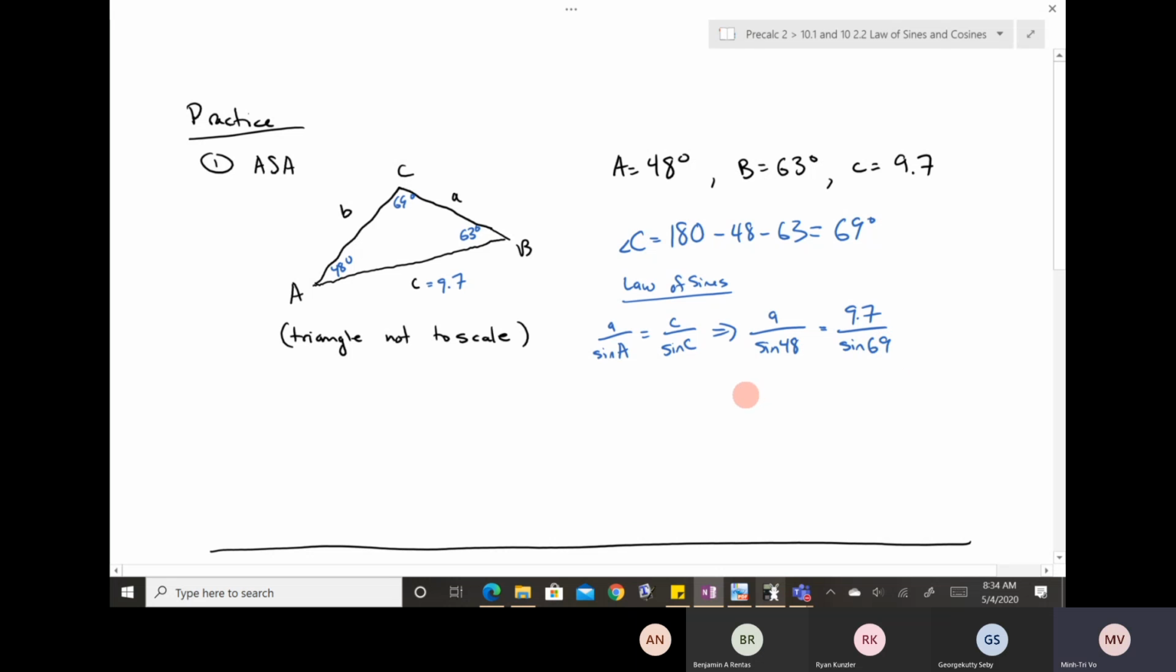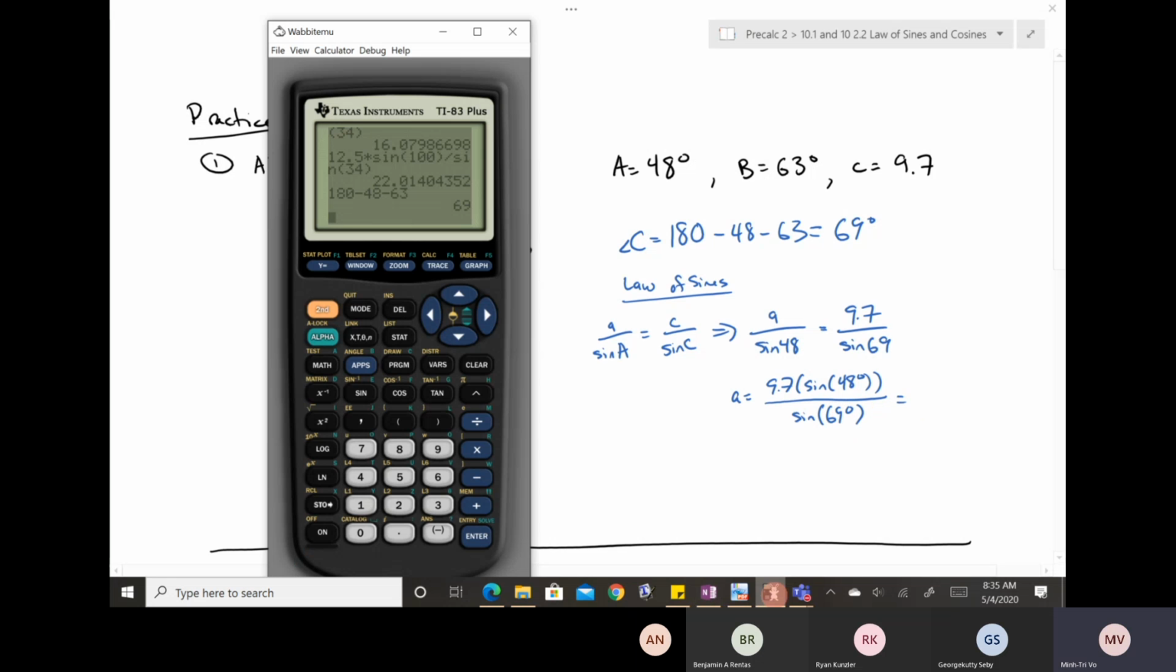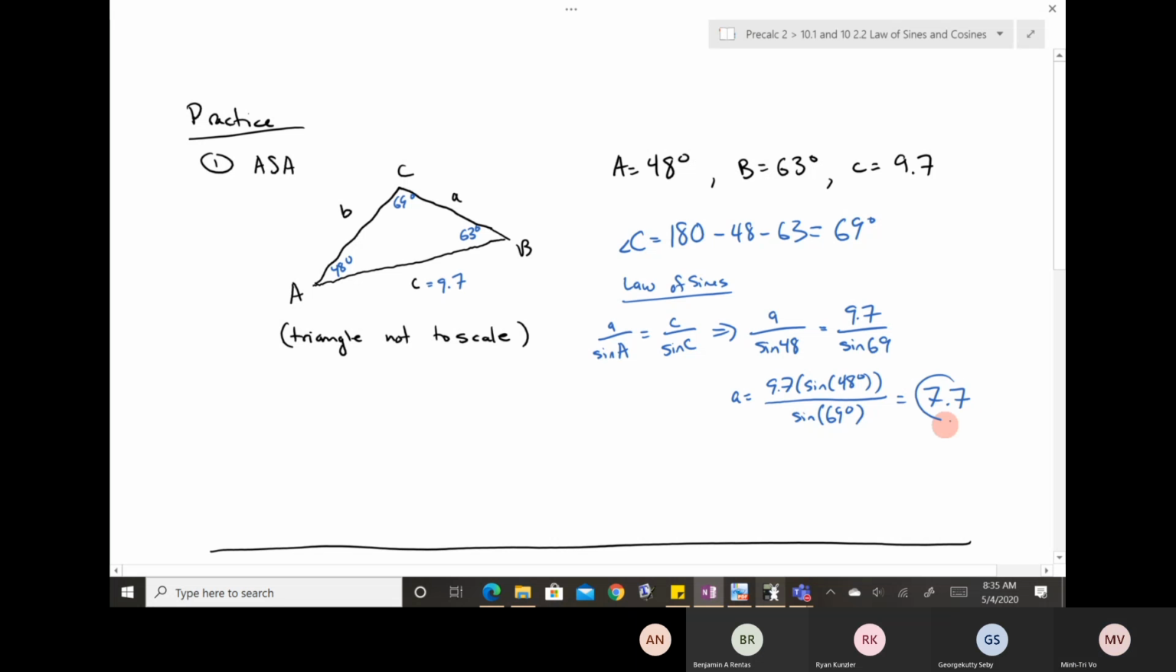So what does this mean? A is equal to 9.7 times sine 48 over sine 69 degrees. So what do we get for A? 9.7 times sine 48 divided by sine 69. We get about 7.7. Okay, so A is 7.7.